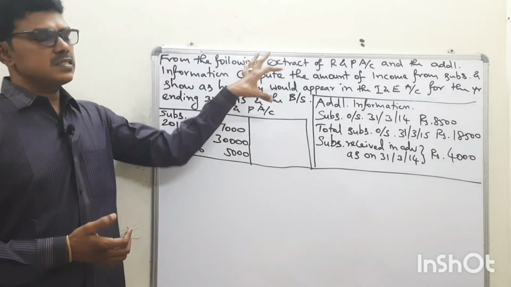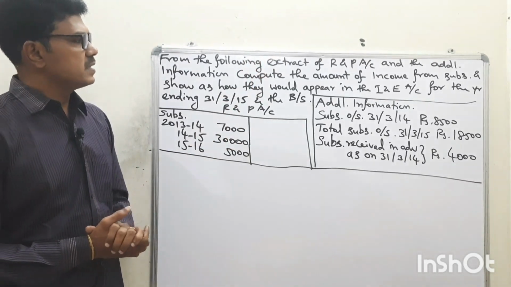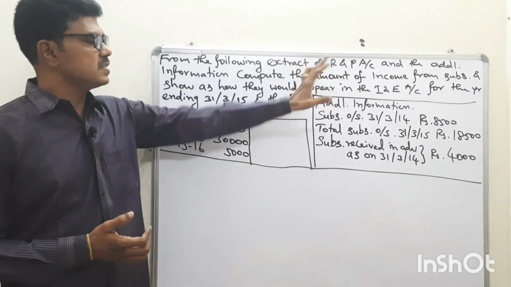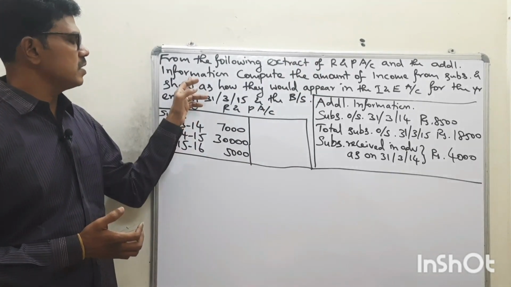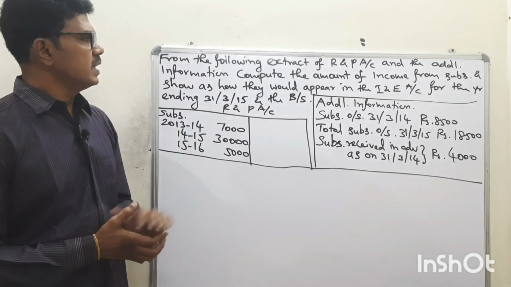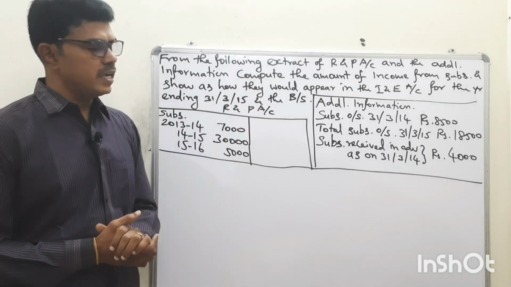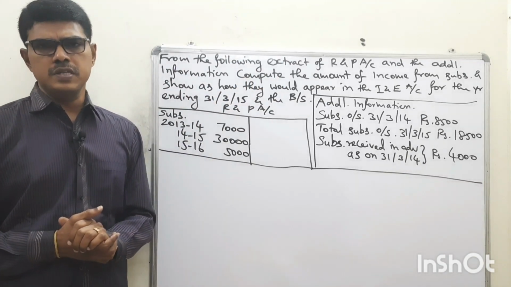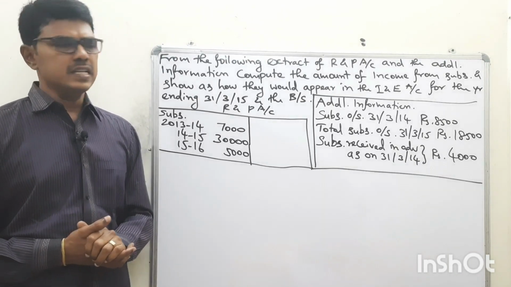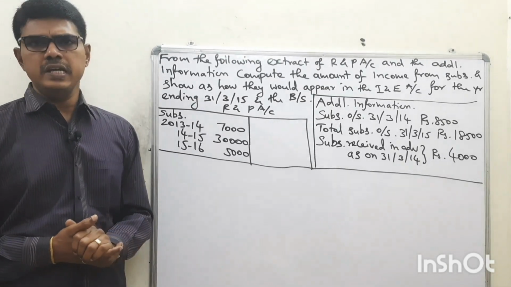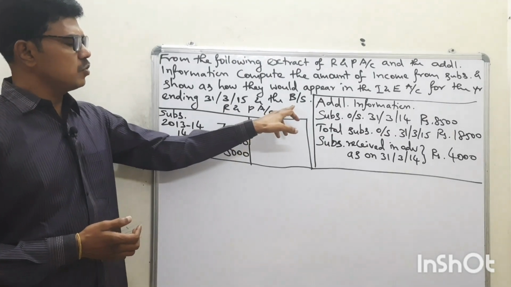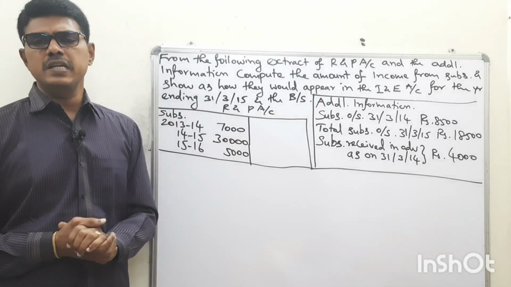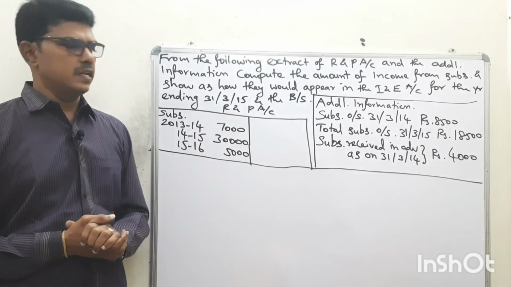They have given us some details, some particulars from the receipts and payments account, and some additional information. They ask us to calculate the amount of income from subscription to be shown in the income and expenditure account along with the necessary workings, and to show how to present the values in the balance sheet regarding the subscription.